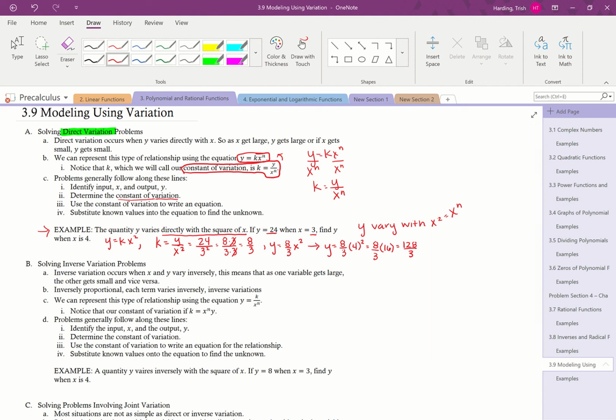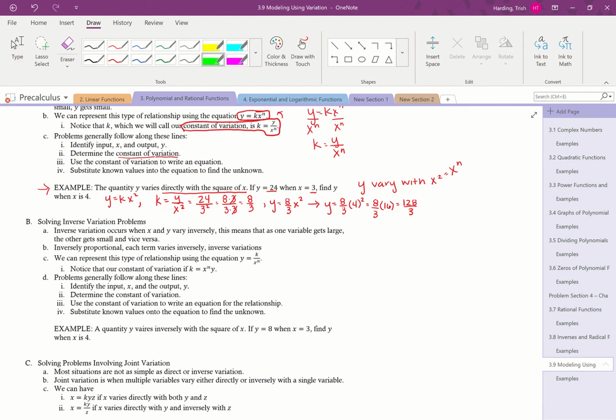This should be a relatively short module or section. So inverse variation, as you could have guessed, is where they vary inversely. So this would be something like the older you get, the less you can hear, so the worse your hearing score would be. That would be an inverse variation. So that's what we're talking about for inverse variations.